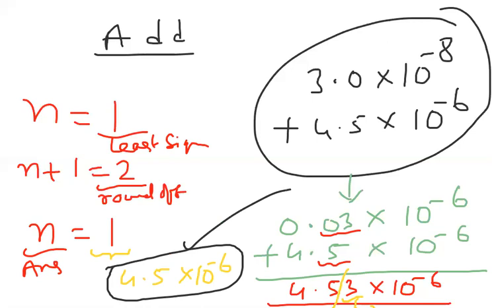Because observe, this 3 is less than 5. Less than 5, you can leave it, because the decimal is there. No need of writing 0 also. So 4.5 into 10 power minus 6 is my answer. Like that we have to do addition and subtraction.